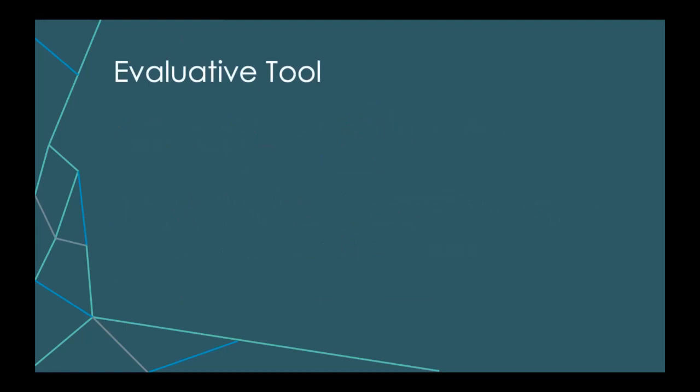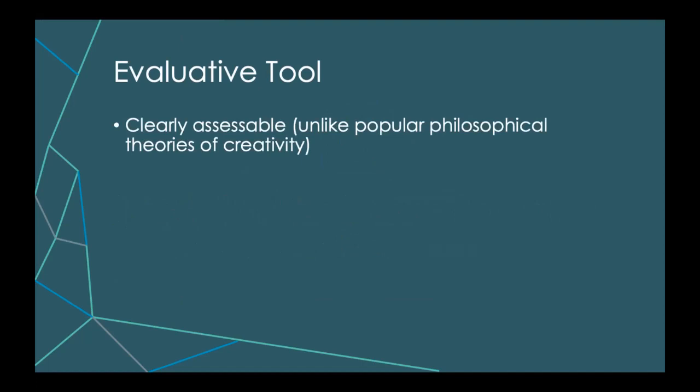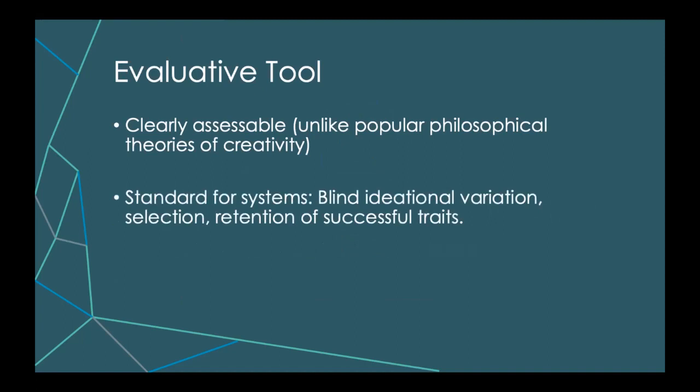So can we use the Darwinian model of creativity as an evaluative tool? I think that, at least in the philosophical literature, a lot of the theories of creativity are very hard to assess against. They're not very clear. They don't give a clear structure of what they're looking for in something, because it just assumes the model of human creativity. So this might provide a standard for systems: blind ideational variation, selection and retention of successful traits. And it could provide some sort of necessary condition for systems to have to meet in order to get past that first barrier to be considered as creative.